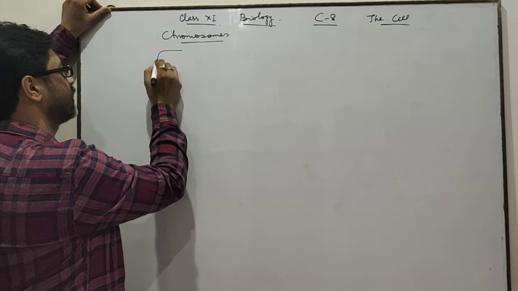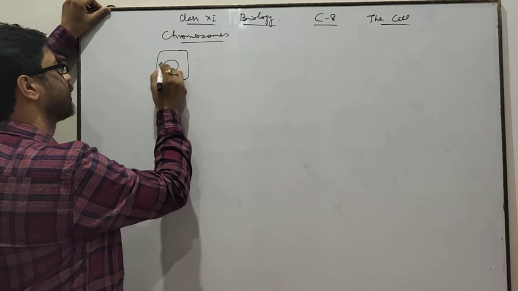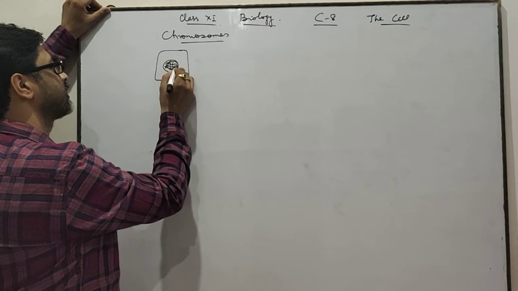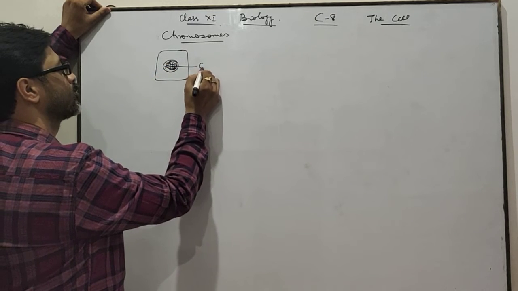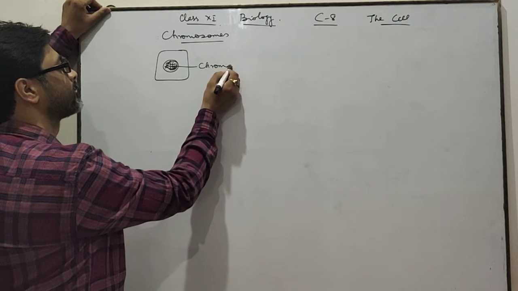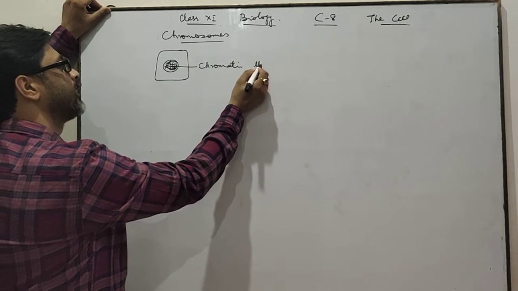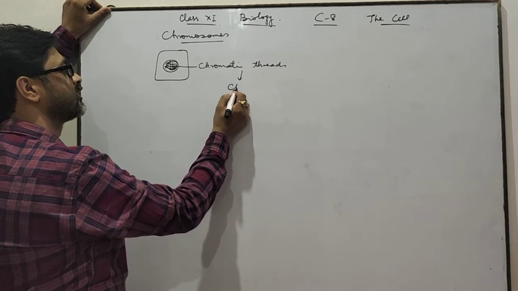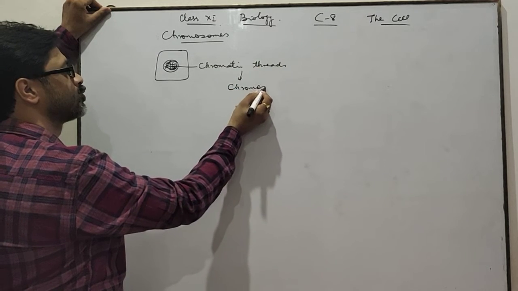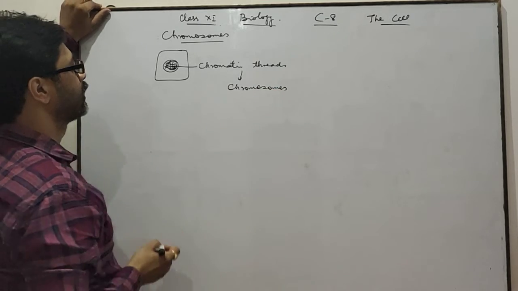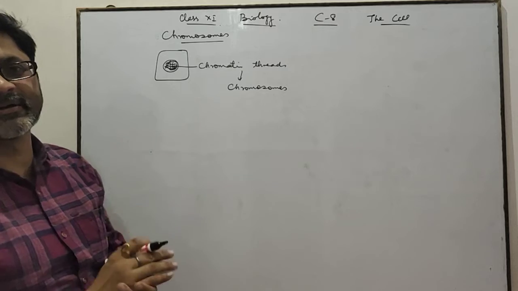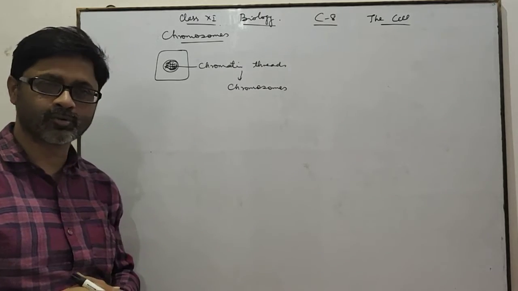You know that all cells contain a nucleus. The nucleus contains many thread-like structures called chromatin threads. These chromatin threads, when condensed, form chromosomes. Means nucleus contains chromatin threads. When they are condensed, they form chromosomes.